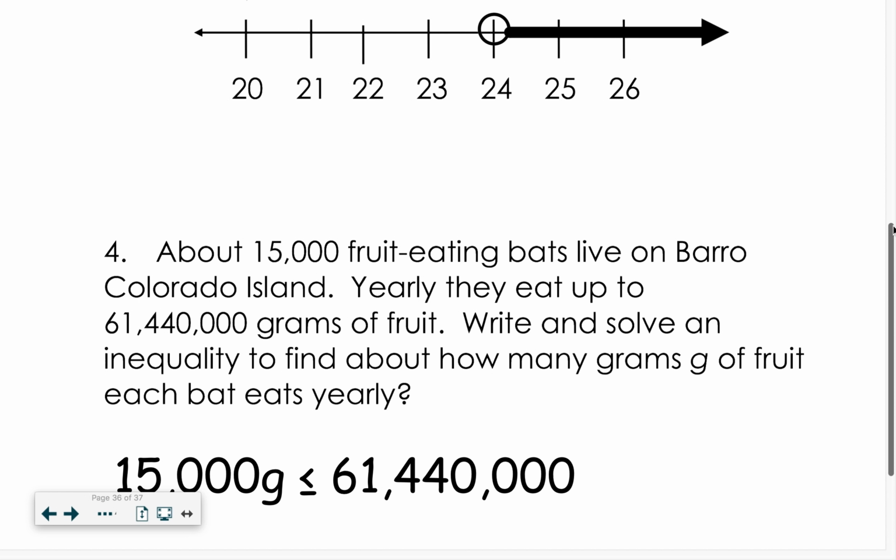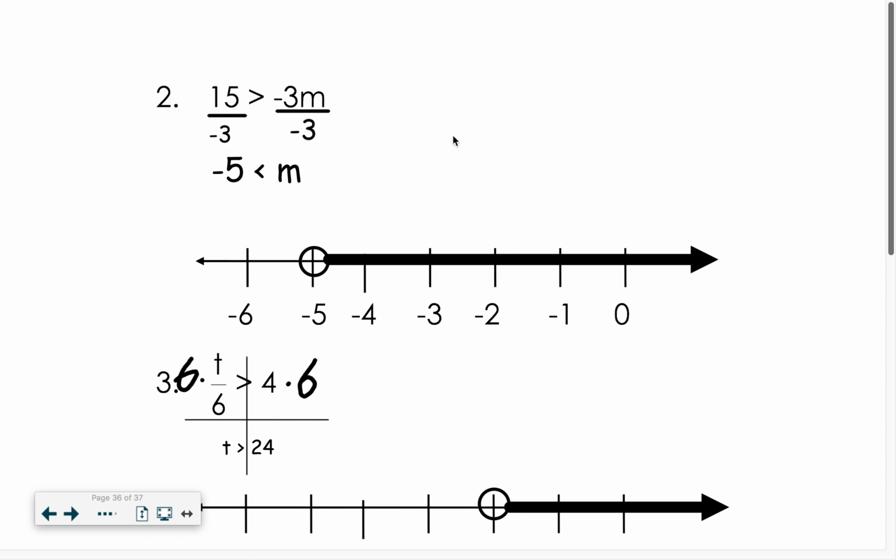So to recap, when I multiply or divide each side by a negative number, I have to flip my sign. When I multiply each side by a positive number, I have to leave my symbol just the way it is.